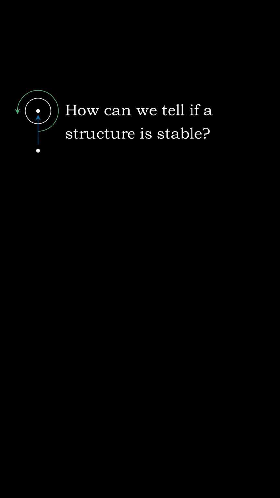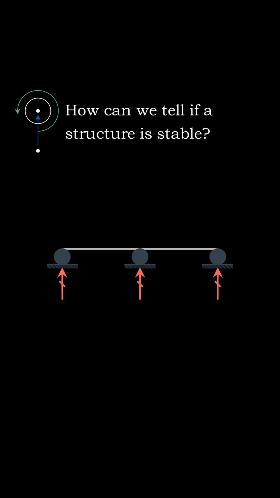Just because a structure has the right number of reactions to be stable doesn't mean that it is. Let's look at a beam with 3 roller supports as an example. This is a 2-dimensional structure, so it needs at least 3 reactions. Each roller support can provide 1, so it has the right number of reactions, but this is still unstable. You've probably spotted the issue here.